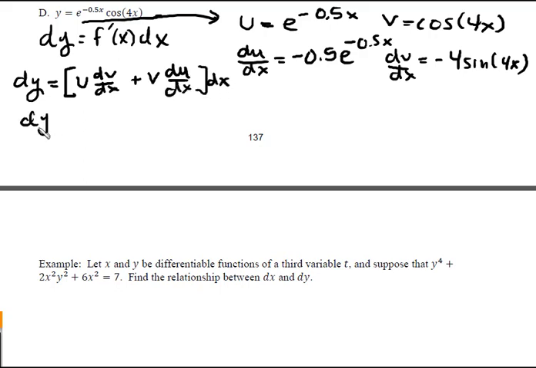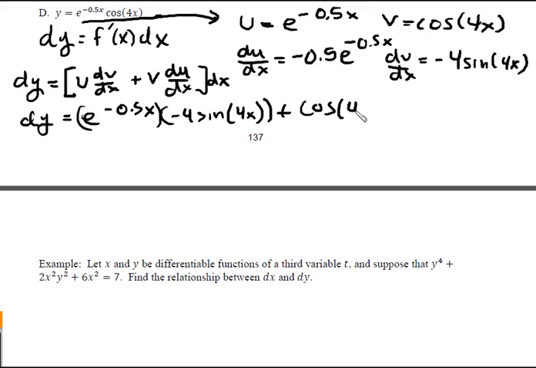So dy is actually e to minus 0.5x times dv dx, which was the minus 4 sine of 4x. So let me write 4x so that it's a little more clear what's going on here. Sine of 4x, and then plus we have v, so cosine of 4x, and then du dx, negative 0.5 e to minus 0.5x, and then we have the dx at the end. So you could simplify that a little bit if you want.